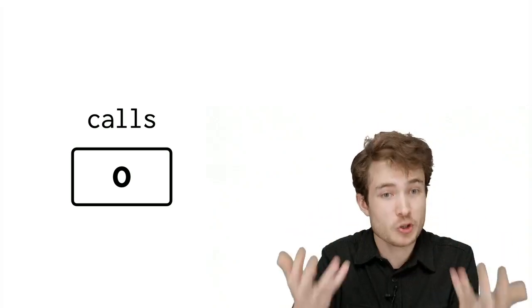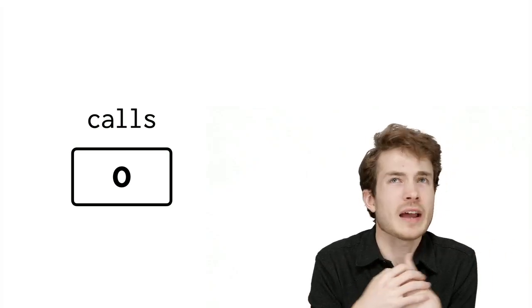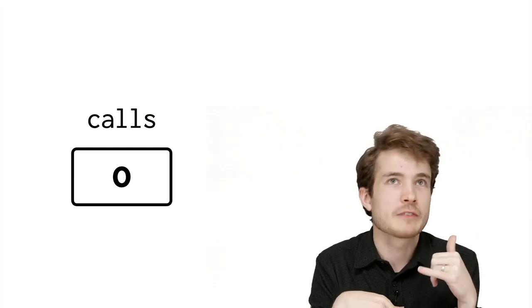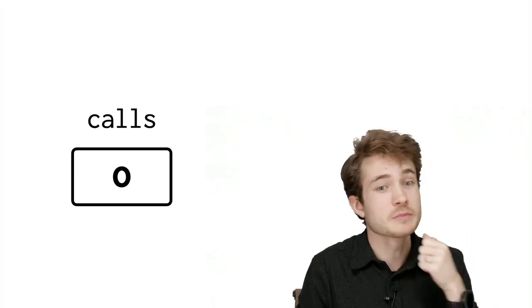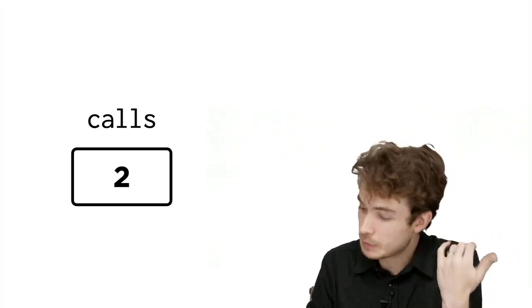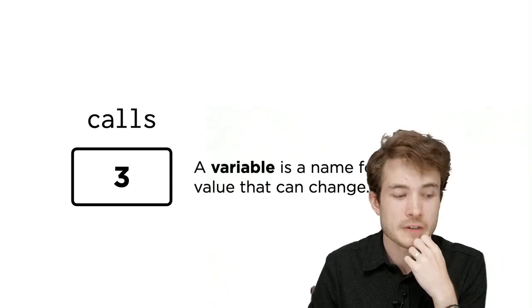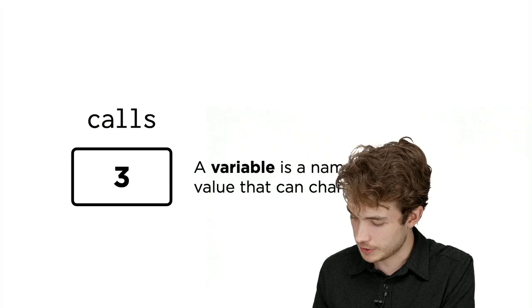This value could change over time. Maybe I'm calling my sister, for instance, and maybe I'm tracking how many times I've called her. So I've called her currently 0 times, but let's say I call her, that value gets updated from 0 now to 1. It could also be 2 later on in time, maybe 3, or so on. We could think of this variable as a name for a value that can change. In this case, our variable is named calls, and it has this value, first 0, then 1, then 2, then 3, that is changing over time.